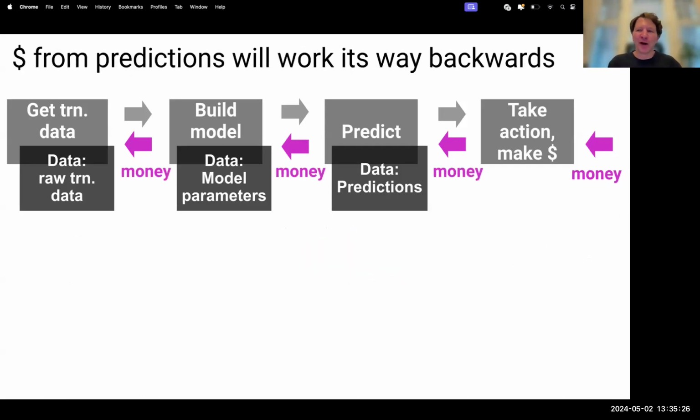Okay, so what does this look like? And I hinted at this already. The money starts at the far right and then filters downwards to earlier in the supply chain: the predictors, the model builders, the training data people. Okay.